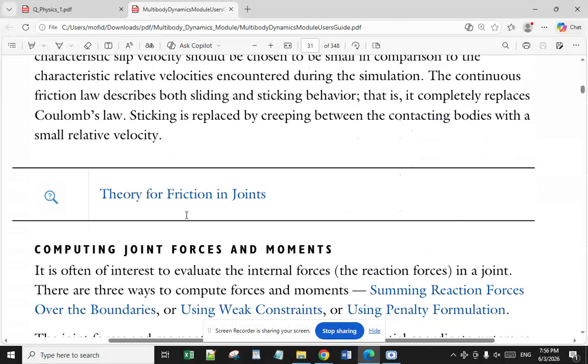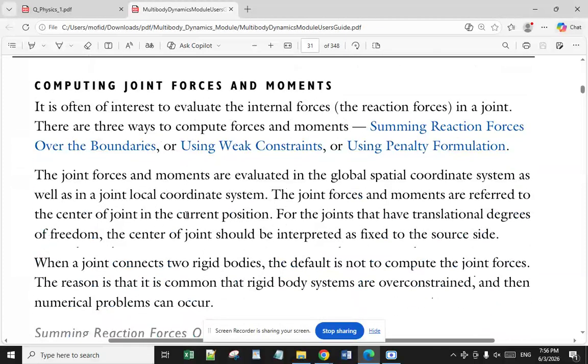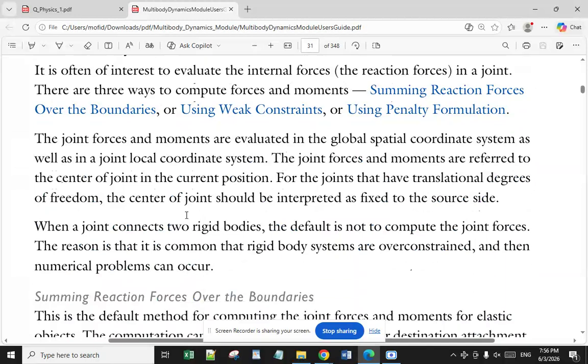Theory for friction in joints, computing joint forces and moments. It is often of interest to evaluate the internal forces, the reaction forces in joints. There are three ways to compute forces and moments: summing reaction forces over the boundaries, using weak constraints, or using penalty formulation.